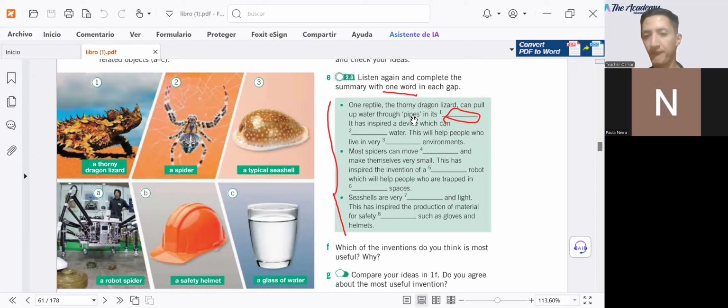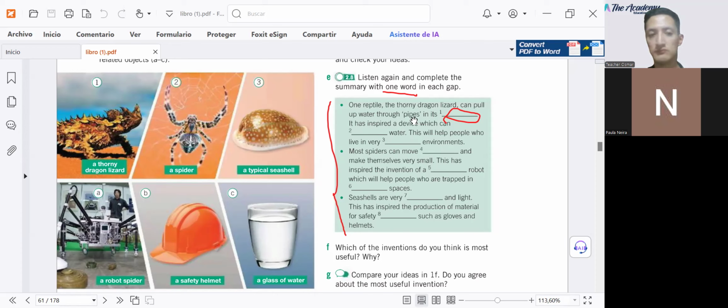Engineers are doing a lot with robots these days. For example, there's the rescue robot. It's just like a spider because it moves on 8 legs, and so it can move very quickly and make itself very small. So these rescue robots will be able to help people who are stuck in small spaces or who are trapped in buildings, for example, if there's an earthquake. So they'll be able to help save lives. Exactly. And then we're looking at seashells, which are very strong, but at the same time, they're very light. They don't weigh much at all.